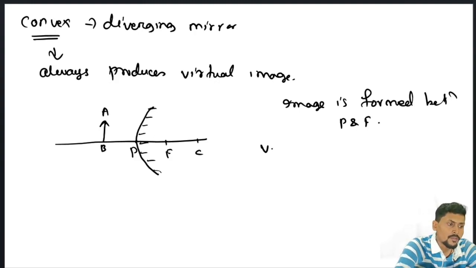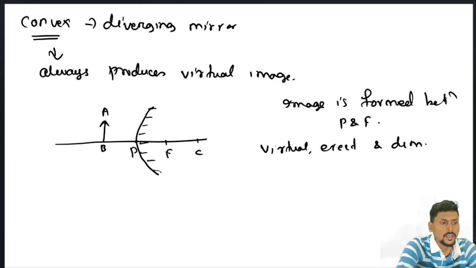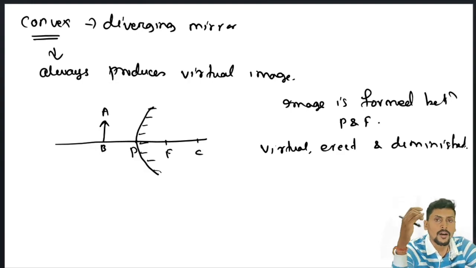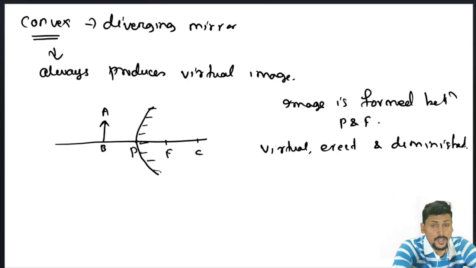The image will be virtual, erect and diminished. So remember that a concave mirror can produce a virtual image, and a convex mirror can produce a virtual image. But what is the difference between them? When a concave mirror produces a virtual image, that virtual image will be magnified, but when a convex mirror produces a virtual image, that image is a diminished image.